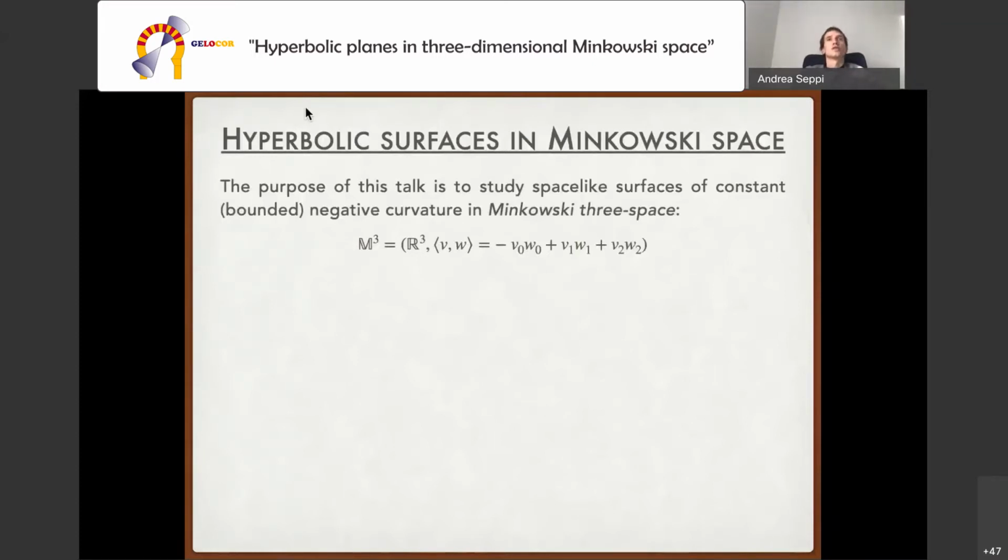The purpose of this talk is to study surfaces of constant curvature, or in some results bounded curvature, and negative curvature in Minkowski space. We'll talk about space-like surfaces, so the induced metric is a Riemannian surface, and we consider surfaces of constant or sometimes bounded curvature.